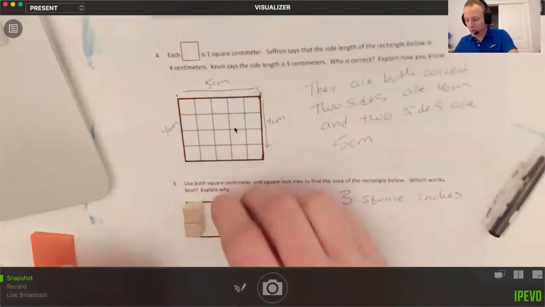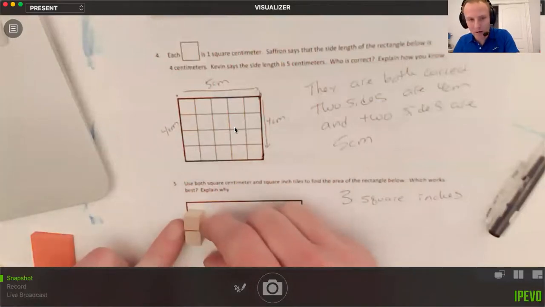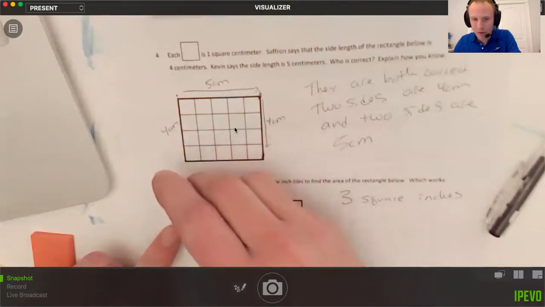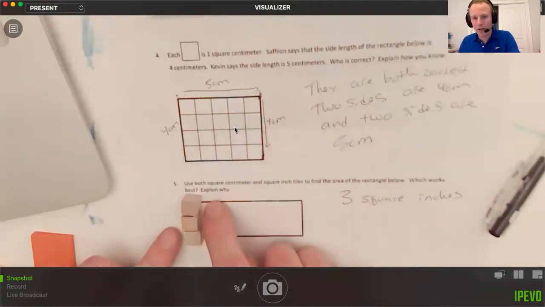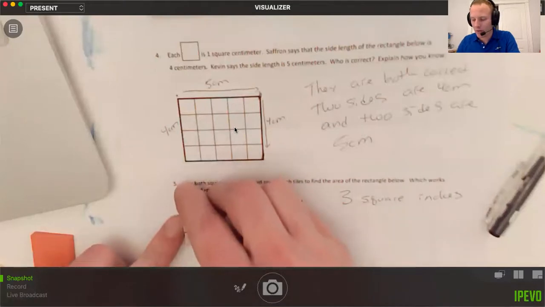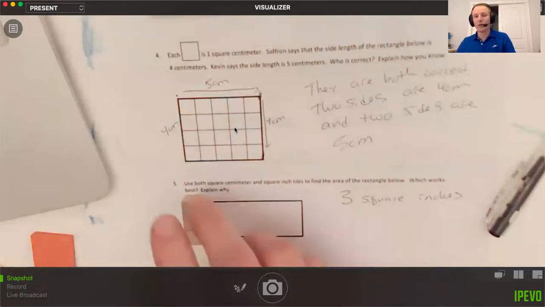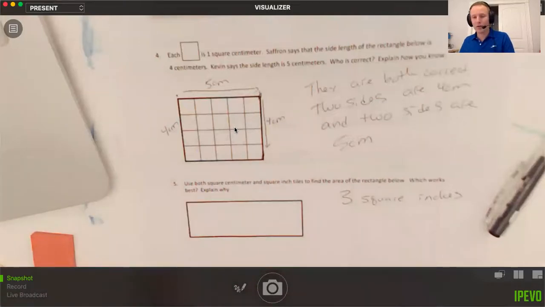1, 2. Now you'll notice here, I'll line them up on the bottom. I put 2 there on the bottom, and if I put a third one in, it doesn't fit, right? So I can't actually fit the centimeter tiles in there. I'm not going to go any further. I'm going to say the square centimeters don't really work. They don't fit. I can't use those as easily, right?